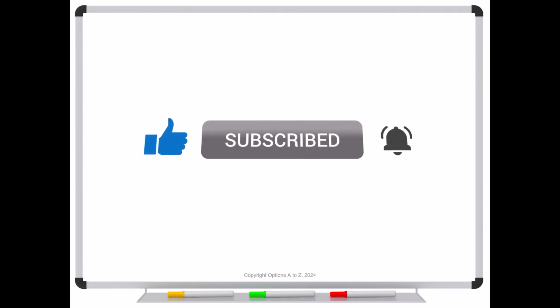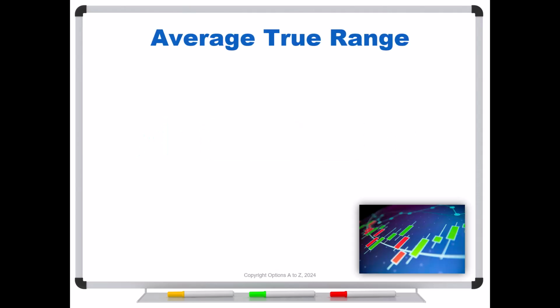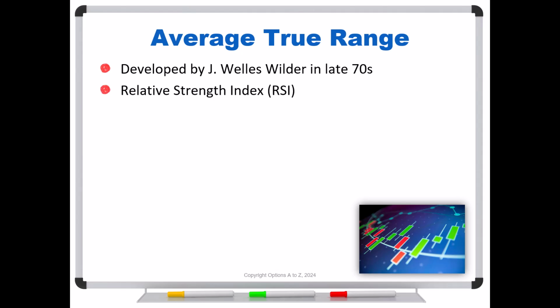So let's start off with average true range. What is it? Well, it was developed by J. Wells Wilder in the late 70s. And yes, this is the same J. Wells Wilder who created Relative Strength Index, or RSI. He also created parabolic SAR, stop and reverse.